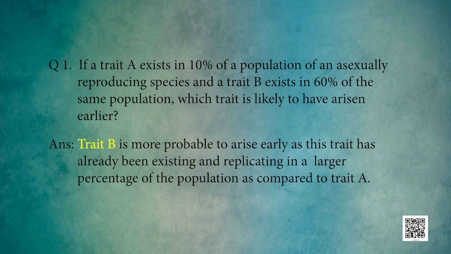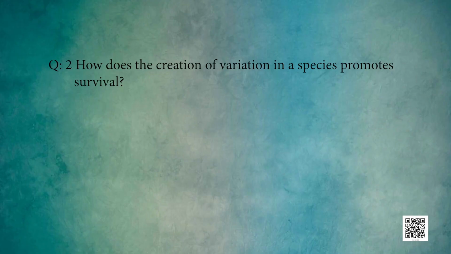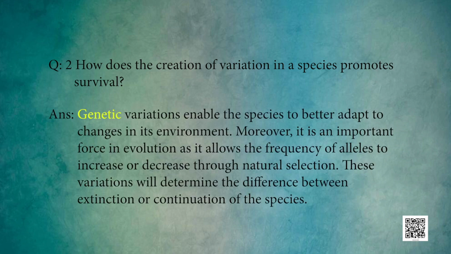The answer is trait B is more probable to arise early, as this trait has already been existing and replacing in a larger percentage of the population as compared to trait A. Second question was, how does the creation of variation in a species promote survival? The answer is, genetic variations enable the species to better adapt to changes in its environment.